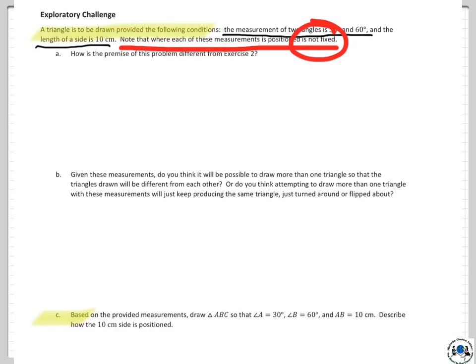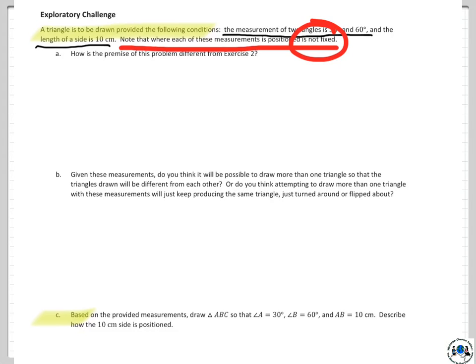Okay? And so it says here, how is the premise of this problem different from exercise 2? Okay, so exercise 2 that we just did, we're only making one triangle, and it was stated very clearly as to the different measurements of the sides. We actually weren't given any angle measurements in that exercise 2. So anyway, yeah, it is quite different.